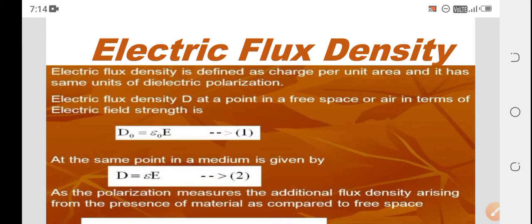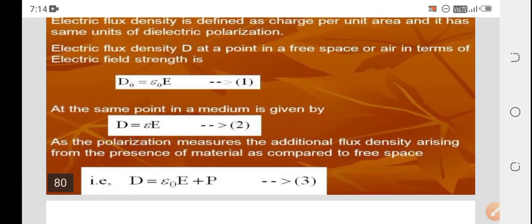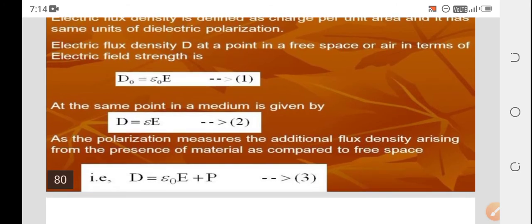Electric flux density. Electric flux density is defined as the charge per unit area, and it has the same units as dielectric polarization. Electric flux density is defined with the symbol D. At a point in free space, in terms of the electric field strength, D is epsilon naught E, which I am taking as equation 1. At another point it will be D equal to epsilon E.